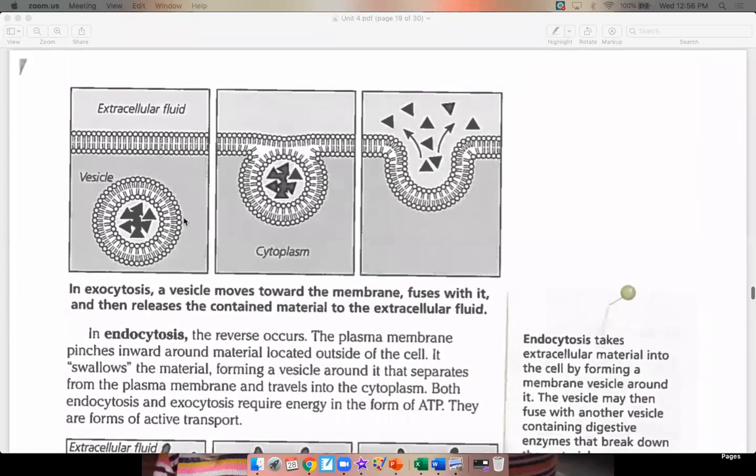So this is the outer surface, this is the inner surface of the vesicle. The outer surface of the vesicle, and this is the inner surface of the cell, this is the outer surface of the cell. You see that the outer surface of the vesicle attaches to the inner surface of the membrane. So the outer surface of the vesicle becomes the inner surface of the membrane.